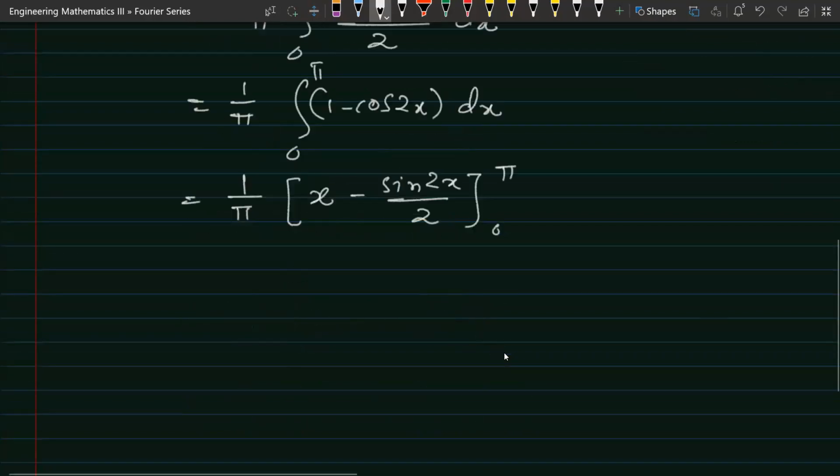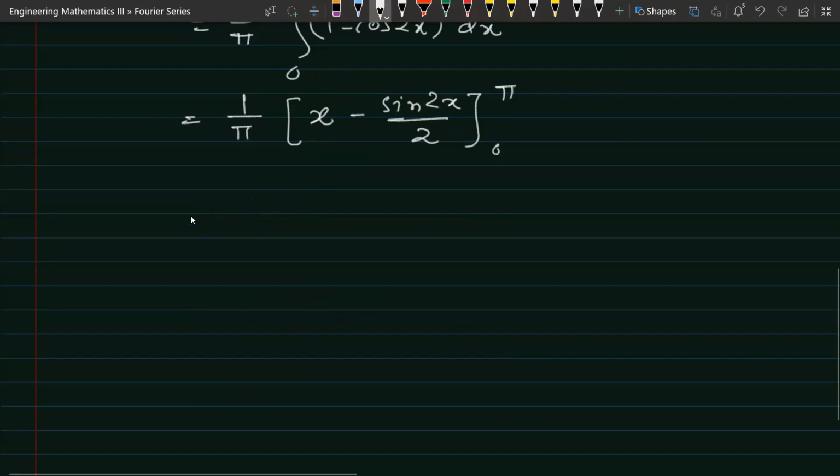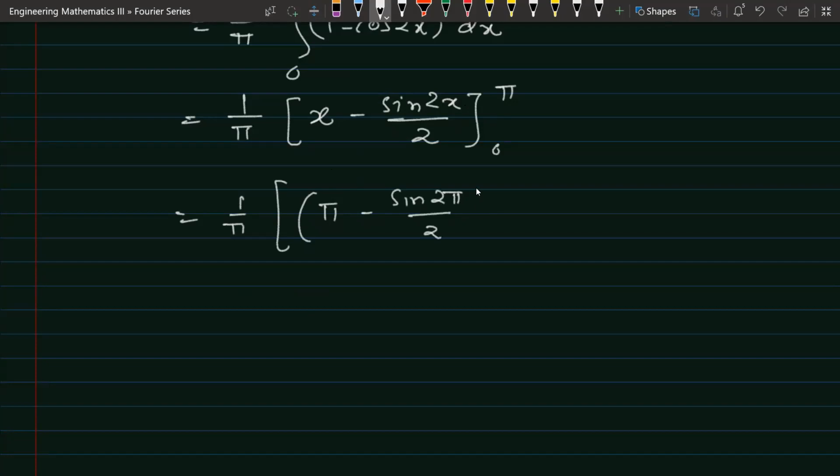Now apply the limits. 1 upon pi as it is. For the upper limit, replace x with pi. So this is pi minus sine of 2 pi divided by 2. Am I right? Upper limit minus lower limit. For the lower limit, x is 0 and sine 0 is again 0. So for the lower limit, everything becomes 0.